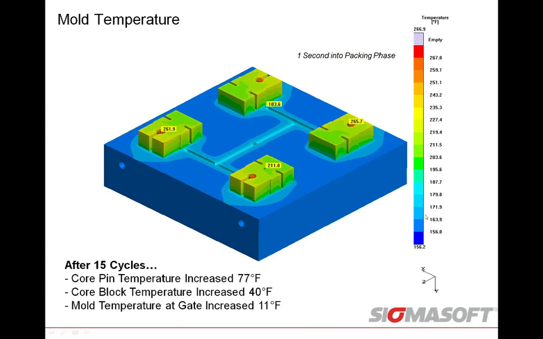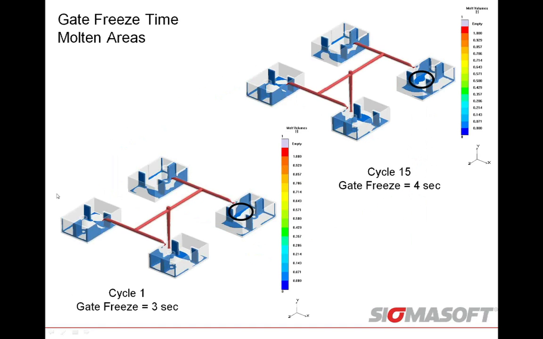And again, it's the same scale here, so really you're looking at, now it's a lot redder than it was compared to that previous slide. Our core block temperature is increased by 40 degrees, and even my gate is increased by 11 degrees. So if we look at that, that actually has impacted my gate freeze time. Just by that temperature increasing, my gate freeze time after running my 15 cycles is actually 4 seconds. After 1 cycle, it was only 3 seconds.